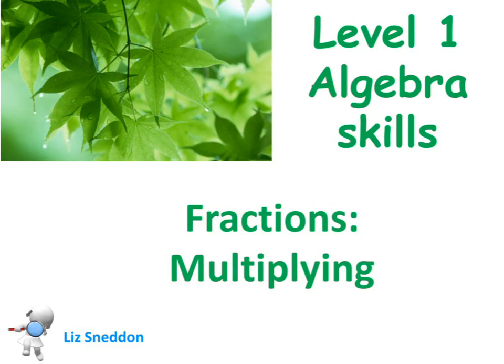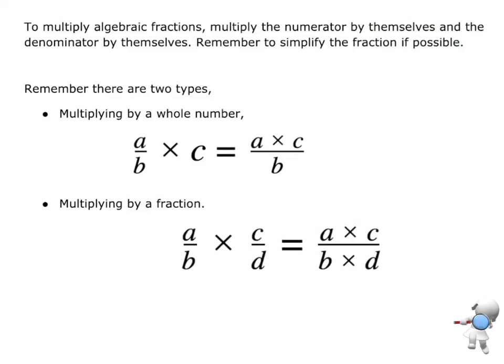Let's have a look at multiplying algebraic fractions. A reminder: when we're dealing with numbers, there are two types of things we could do. We could be multiplying by a whole number, or we could be multiplying by a fraction. If I'm multiplying by a whole number, remember we can always divide anything by 1. Then I simply want to multiply the top things and the bottom things. And so that's why I get the equation that I've got there.